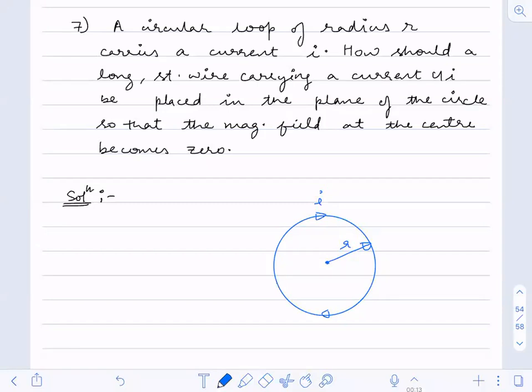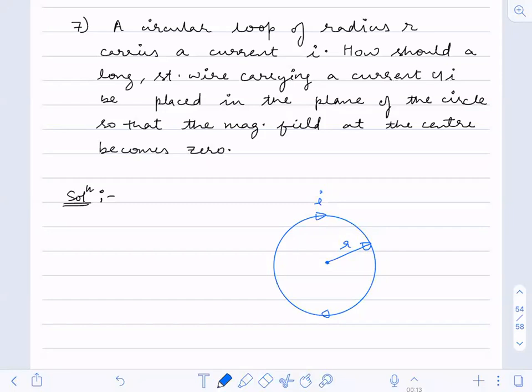Yes. What this question is saying, can you think of it? This question says that you have two systems. One is a circular wire frame, one is a straight wire. Now, due to both wires, the magnitude of the field at the center of the circle must be 0. This is what they are saying.